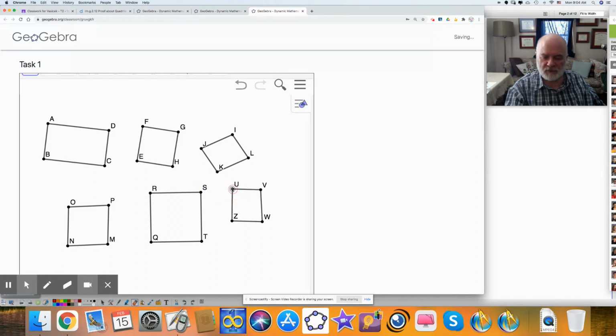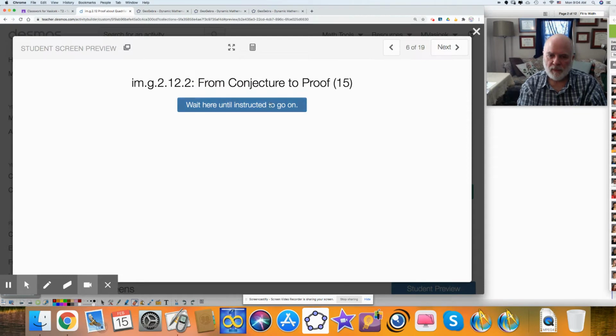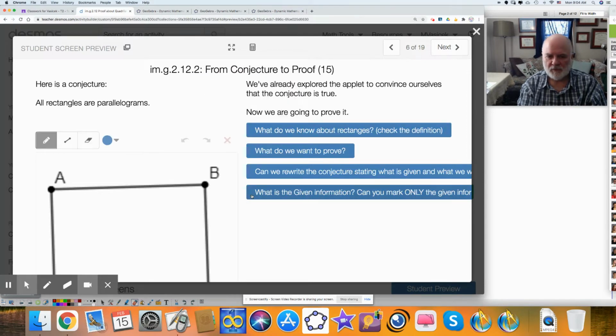For instance, this looks like it might be a parallelogram, but when you actually do a drag test on W, you find it's a trapezoid. So explore these. This is what we do. We make an assertion, and then we explore it and make a conjecture. What conjecture can you make out of a rhombus? Well, that all four sides are congruent, and then we can actually go about proving it. And in today's lesson, we're going to go from conjecture to proof.